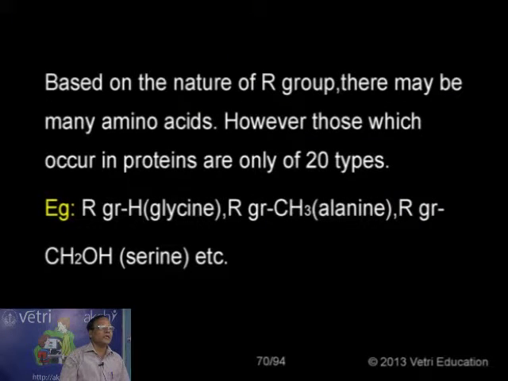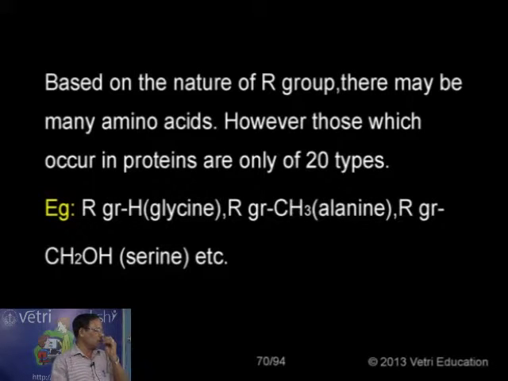Now, according to the nature of the R group, I mentioned that the R group varies. There are a number of amino acids in nature. But as far as proteins are concerned, we have only a restricted number of amino acids, just 20. Though we have different R groups, accordingly leading to different types of amino acids in nature, only 20 of them are found in proteins. So in proteins, only 20 are incorporated.